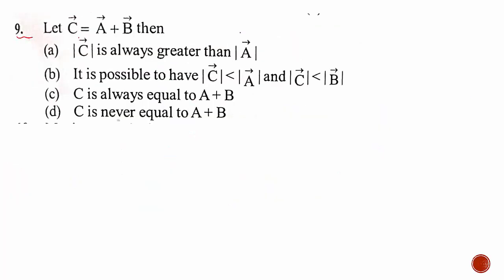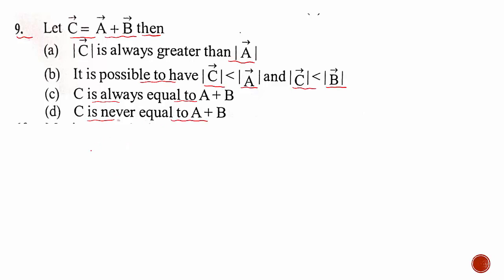Ninth question. Let vector C equal to vector A plus B, then here the four options are given. Mod C is always greater than mod A. Second one, it is possible to have mod C less than mod A and mod C less than mod B. Third one, C is always equal to A plus B. Fourth one, C is never equal to A plus B.